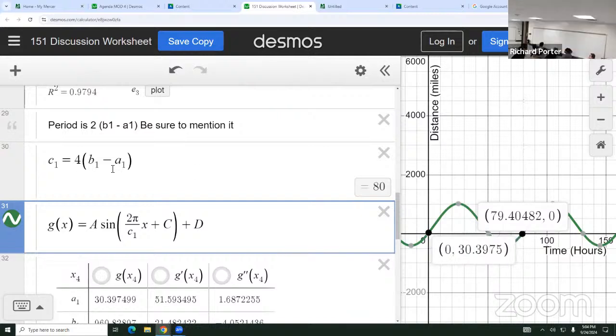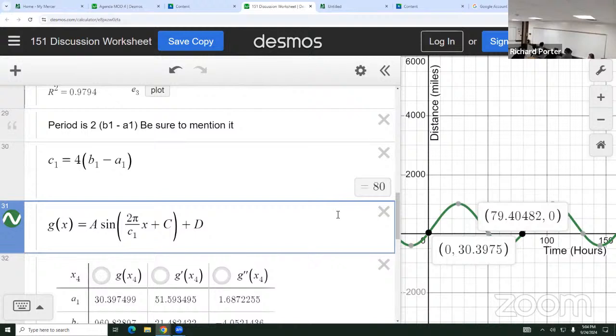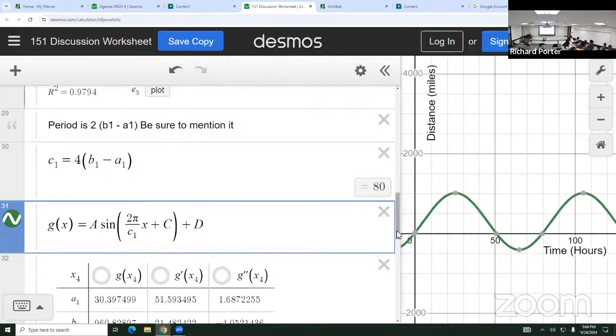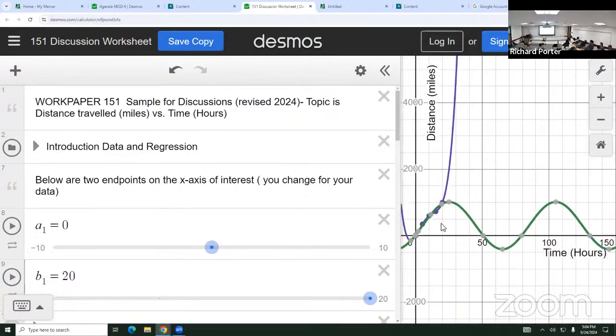If you have a 4 and a B1 minus A1, then that's correct. If it isn't, be careful, because on the test, I think one of quizzes, sometimes the formula is wrong. But just double check by looking at the graph and make sure. So there's the period. So you have to mention the period because you can change the period. This sine function, let me just put the data on for a second. Here's the data.